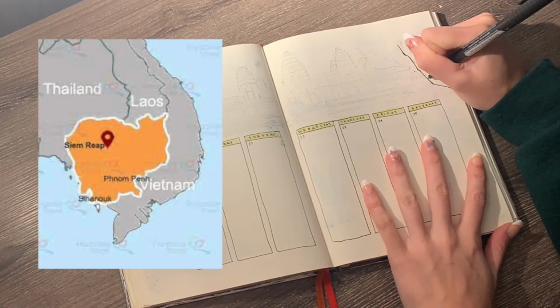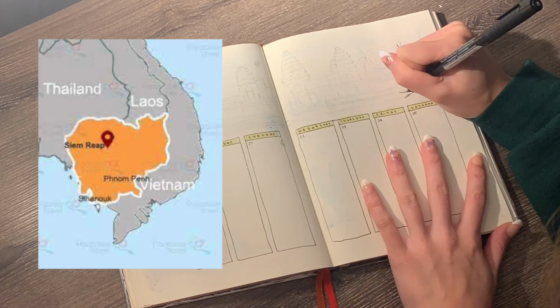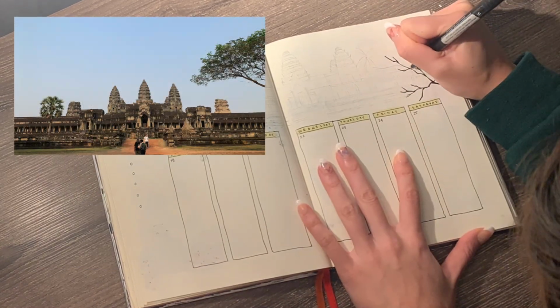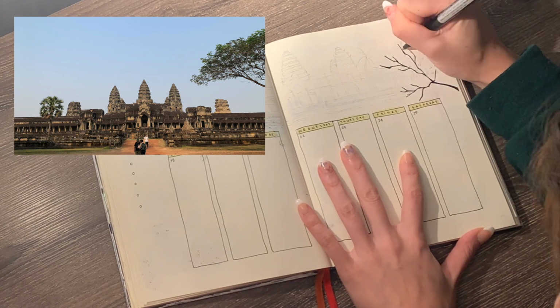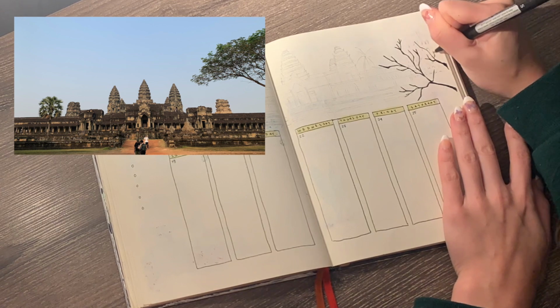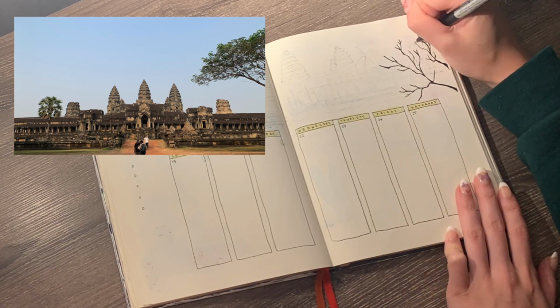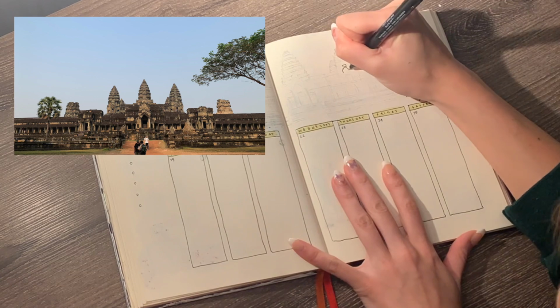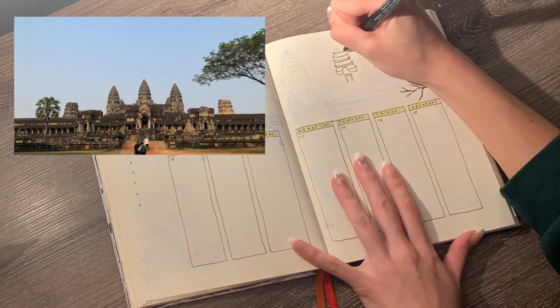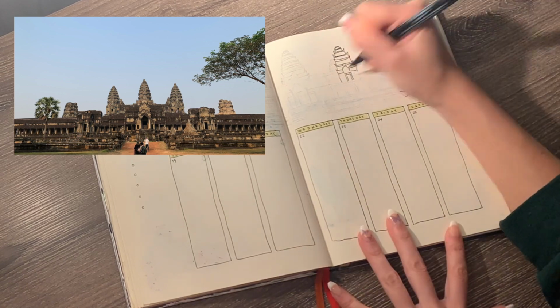After Hue, I actually continued in Vietnam, but I decided to change the order because the spread that I laid out for this week worked a bit better for Angkor Wat, which was in Siem Reap in Cambodia. Of course, this is the famous Angkor Wat temple, and so I'm sketching out the temple that we visited. This is a photo from the back side of the temple, and then on the front side there were palm trees, and so in this spread I sort of combined the two of them.